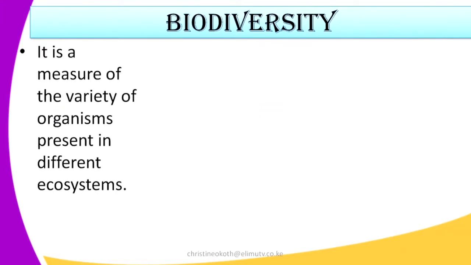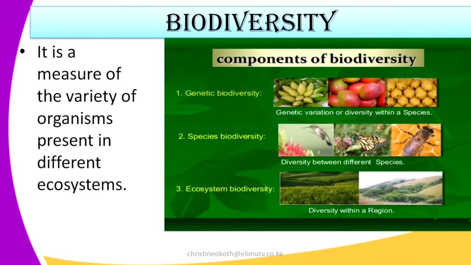So let us start by defining what biodiversity is. This is the measure of the variety of organisms present in different ecosystems. We have various types of ecosystems. For example, we have the aquatic ecosystem. We have animals that live on the land, which is called a terrestrial ecosystem, and there are animals that live in the air. So biodiversity briefly just means the variety of species we have in the different ecosystems.